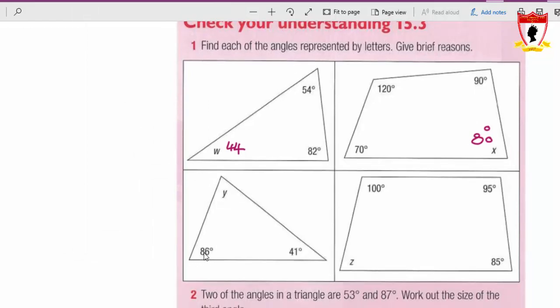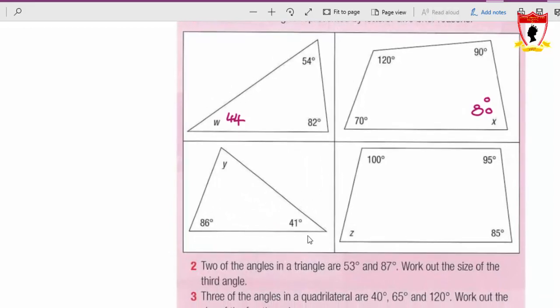Here, 86 plus 41 is equal to 127. We need 53 more to complete 180. Here, 100 plus 95 is 195. Plus 85, it will be 280. We need 80 more to complete 360.